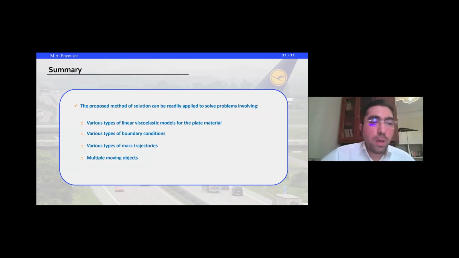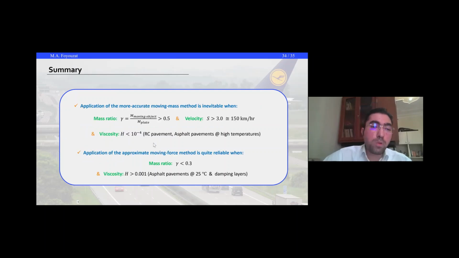To sum up, the proposed method of solution can be readily applied to solve problems involving various types of linear viscoelastic models for the plate material, various types of boundary conditions and mass trajectories, multiple moving objects. Also, application of the more accurate moving mass method is inevitable when the mass ratio is greater than 0.5 and velocity is greater than about 150 kilometers per hour, and the viscosity is less than 10 to the minus 4. Moreover, application of the approximate MF method is quite reliable when the mass ratio is less than 0.3 and the viscosity is greater than 10 to the minus 3.